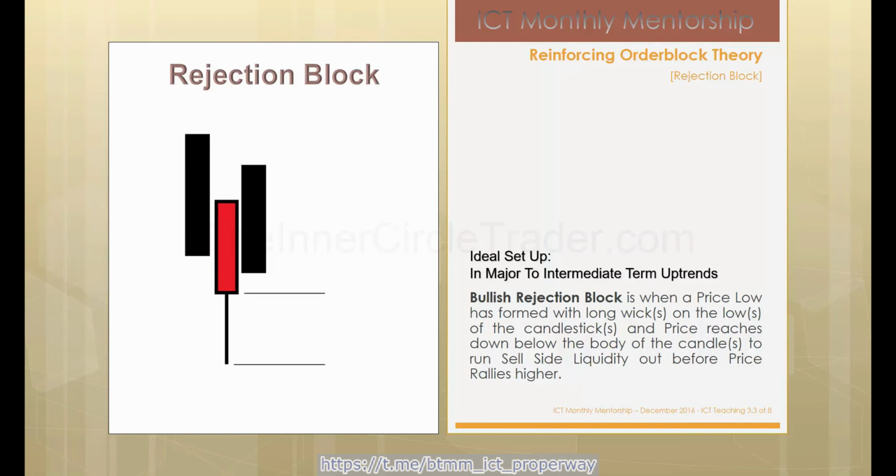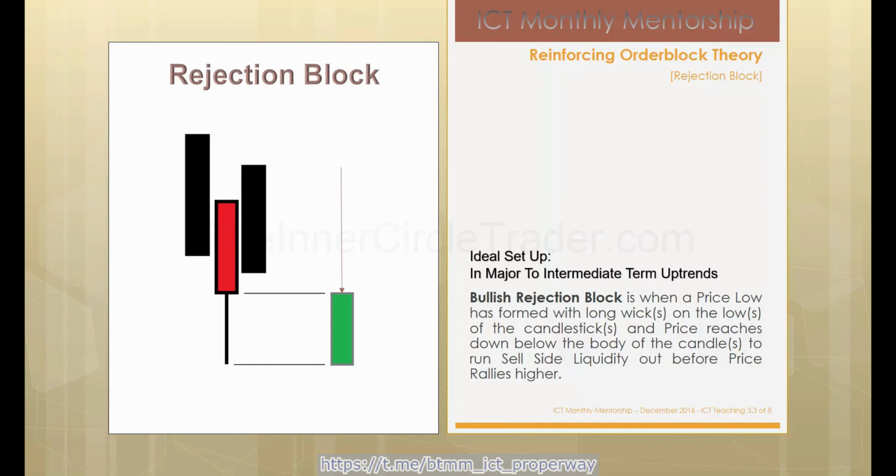Again, we frame the rejection order block, in this case the bullish rejection order block. It's going to be the lowest wick low and the lowest open or the lowest close that makes that swing low on the time frame you're looking for the pattern. Once you identify that, you have framed the bullish rejection block, and we treat this like a bullish order block.